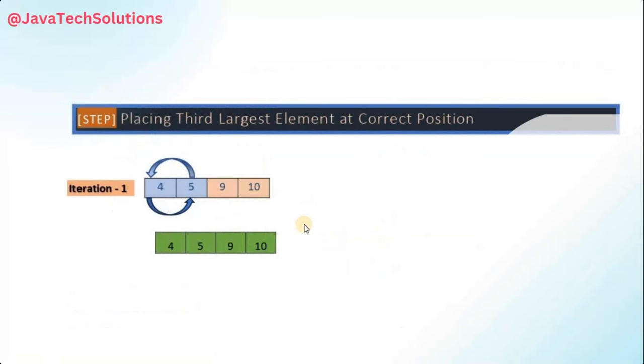So these are the steps actually. No matter how many elements are available in the array, the number of steps will only increase, but the concept is the same: it is just swapping the elements with each other. Okay, so this is the overall concept I'm trying to explain about bubble sort.